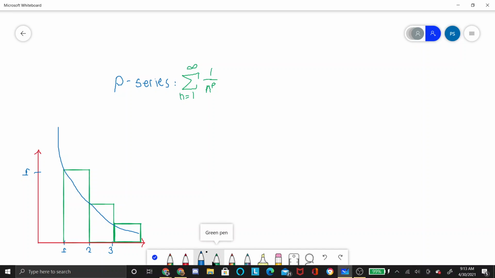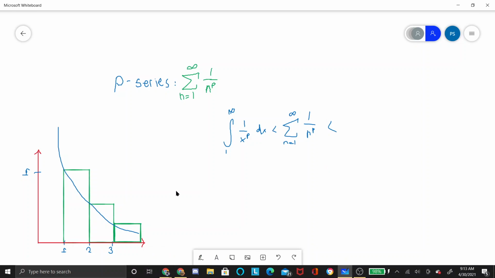So what we're going to do is some manipulation. Let me write what our relationship is right now. The integral from 1 to infinity of 1 over x to the p dx is actually less than our infinite series from n equals 1 to infinity of 1 over n to the p. So what can we do to find something greater? Well, we don't have to do much, actually. All we have to do is add 1.